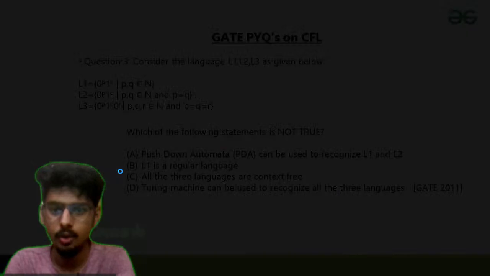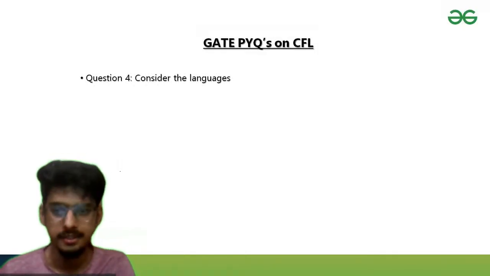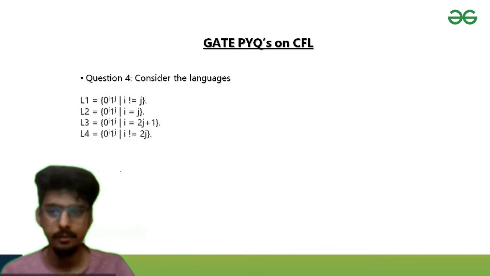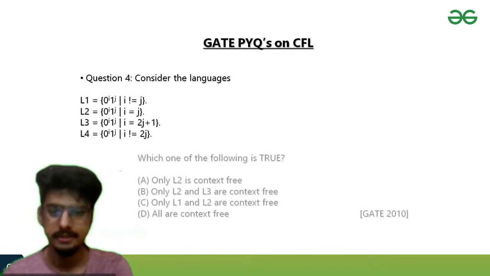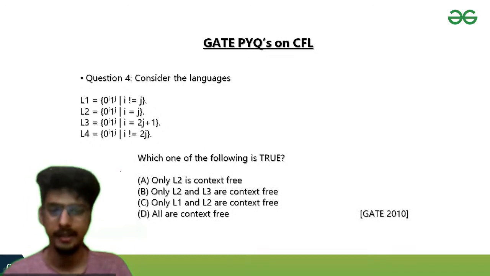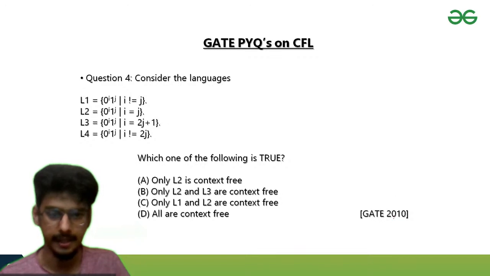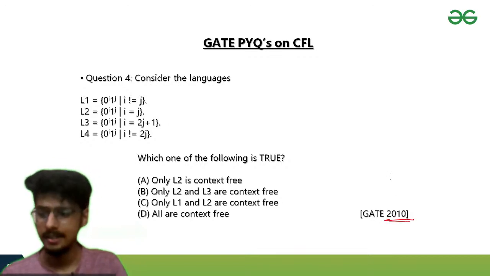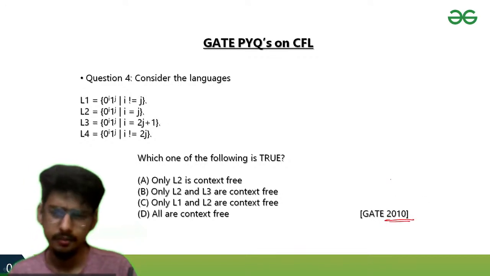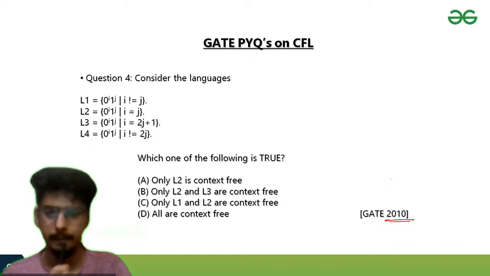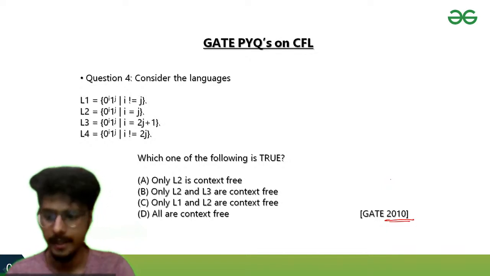Now let's have a look at the next question. So the fourth question comes up. It says you are given these 4 languages, and this is the question: which one of the following is true, which one of them is a context free language. This was asked in 2010, and it is very related to the previous question which we did.